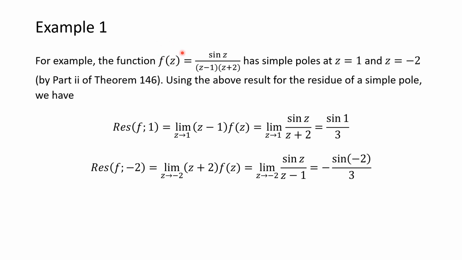So if we wanted to take the contour integral around this function, where the contour included our two poles, then the solution would just be the sum of these two multiplied by 2 pi i. And that comes from Cauchy's integral theorem that we stated a few slides back.